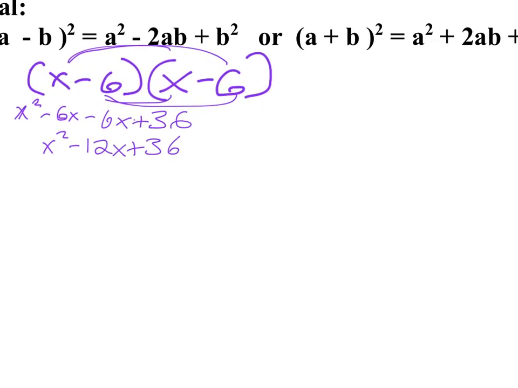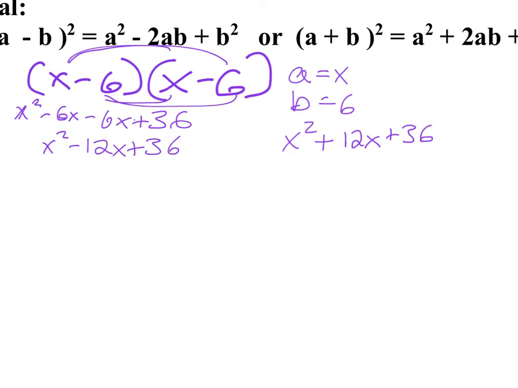In this case, a is x and b is 6. So what I've got here is a squared, that's x squared, plus 2 times a times b. Oops, my plus was really ugly. There we go. 2 times a times b. So a and b together are 6x. Times 2 gives me 12x. And then b squared. So that's plus 36.